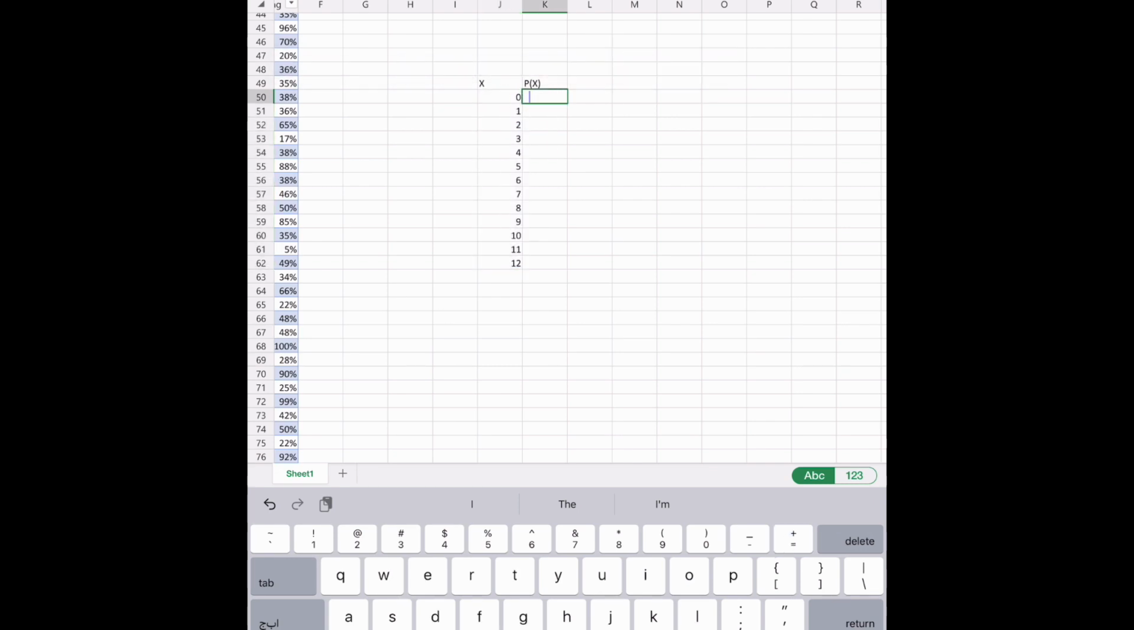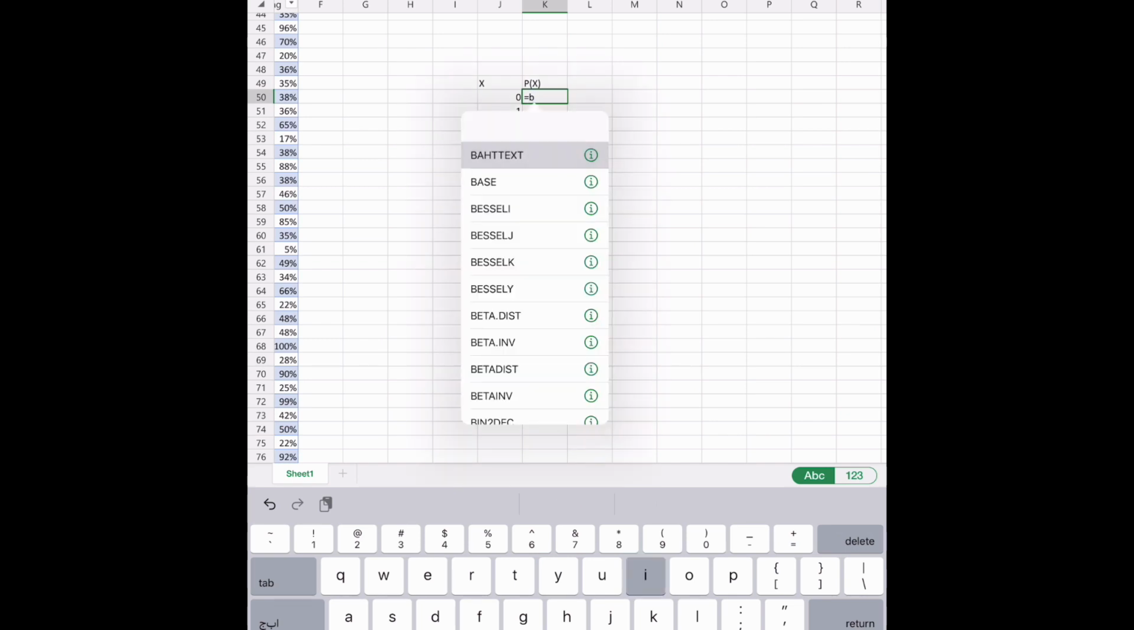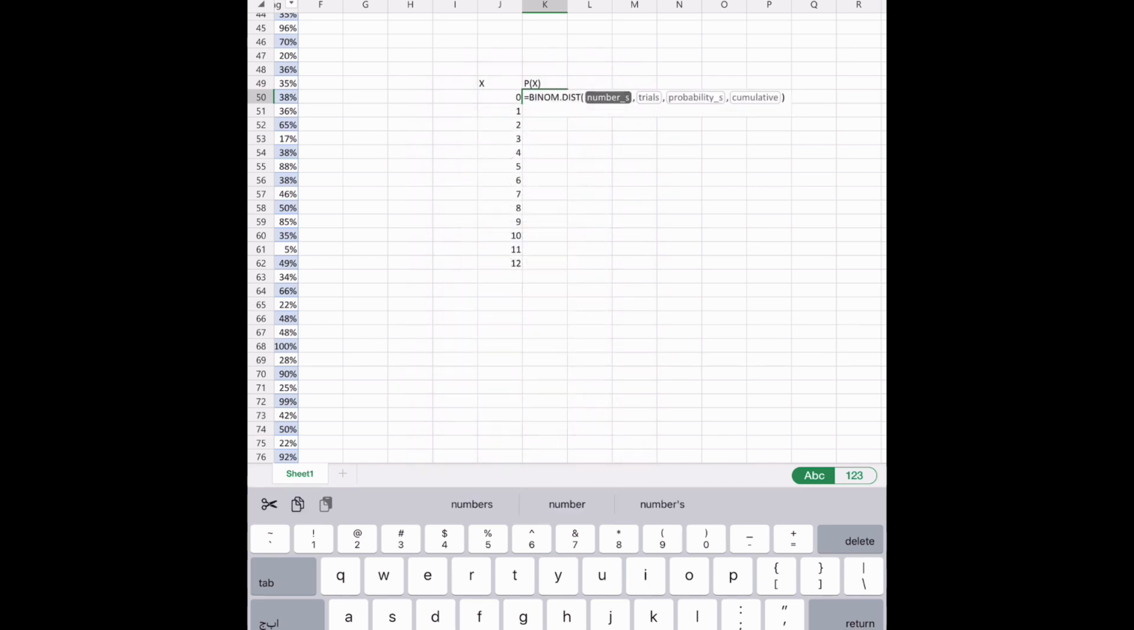Now to find the probabilities, I will use binomial distribution. Binomial.distribution is going to ask for numbers. So click on the 0 first, comma, the number of trials. I know the trials are 12. The probability is 0.45, and then we do not need to cumulate that, so I'm going to just say 0. So for the binomial, do not cumulate. For the normal distribution is the only time you need to cumulate.